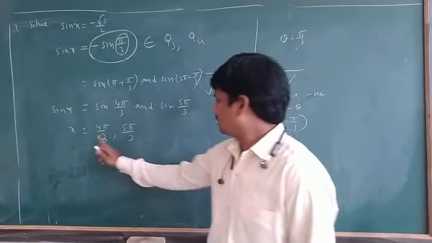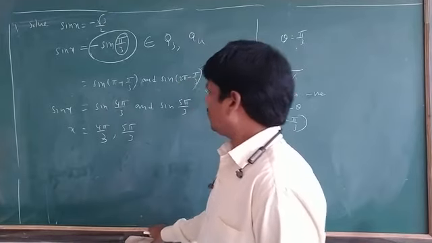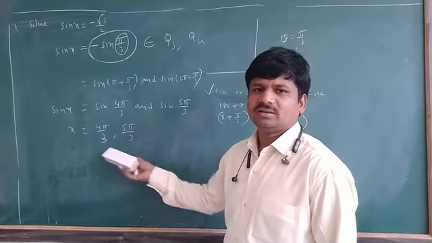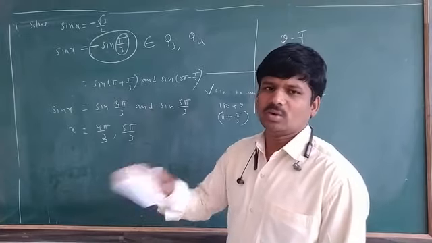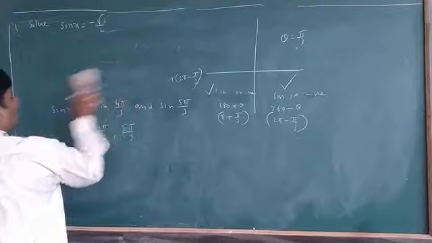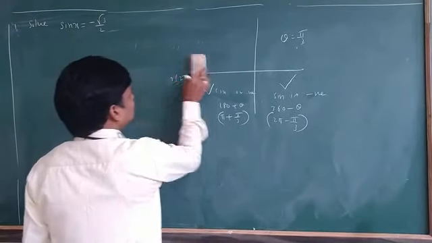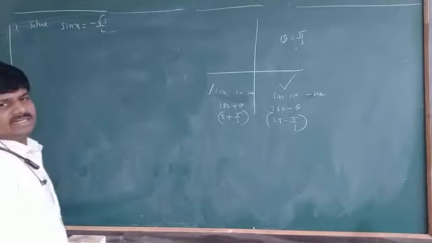So these were principal solutions, but here we don't need principal solutions. Once we solved here, we got principal solutions, but we need only the general solution. To find the general solution, again I am going to solve this one. See, here sin x is equal to minus root 3 by 2.